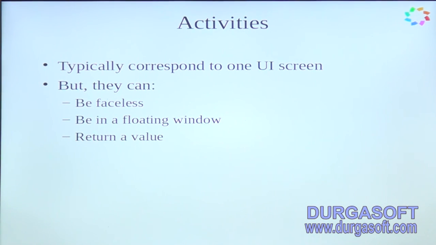An activity generally will have a UI. It shows something on your screen when an activity is open. But they can be faceless, in the sense that they can sometimes be a floating window, or sometimes nothing on their face. When I say it corresponds to one UI screen, it's a view that could contain a list, a text view, a button, an edit text, or a grid view. It could be any component that is available. So sometimes an activity can be nothing.